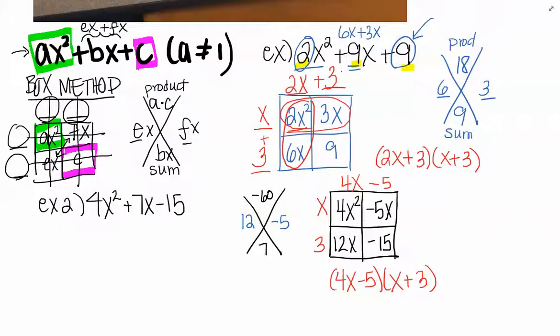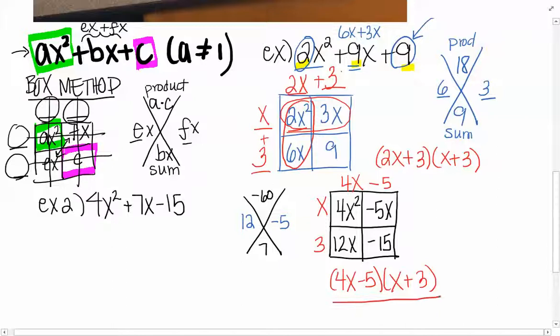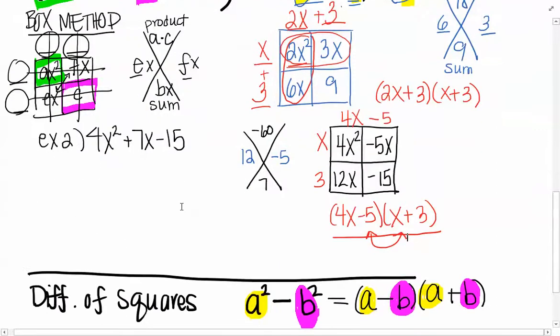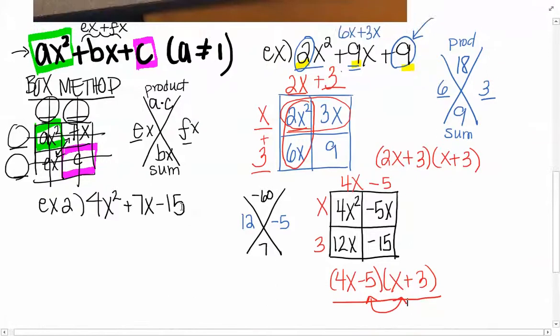Okay. If you did it correctly, this should be your answer. Now, these two binomials can be swapped. That's not important. It could be x plus 3 times 4x minus 5. All right, I'm going to show you another method, and I'm going to use this example that we just did to show you a different method.